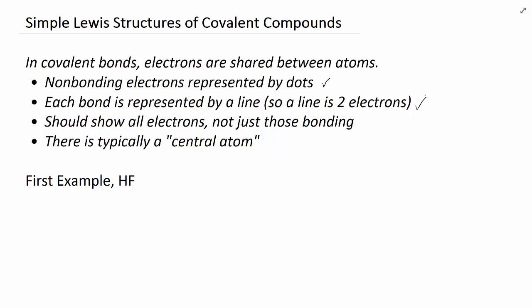We're going to show all these electrons, not just the bonding ones and not just for the central atom. Typically there's going to be an atom at the center of all this, and other atoms will be connected to it. We're going to put electrons on everybody at all times, and we're going to use lines only to represent the bonds. That way we're all on the same page from the start.